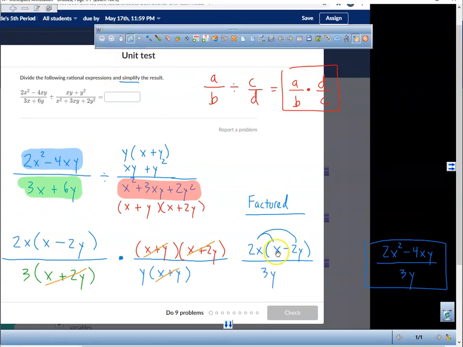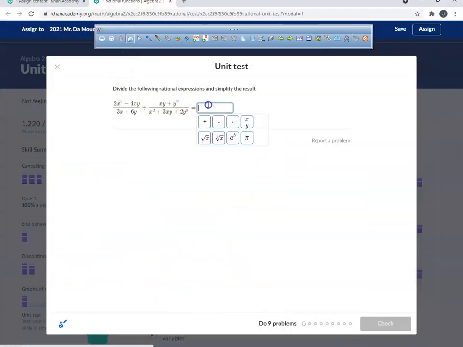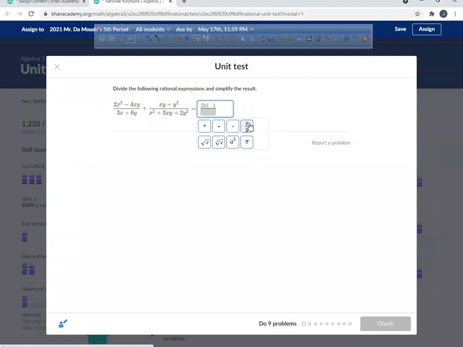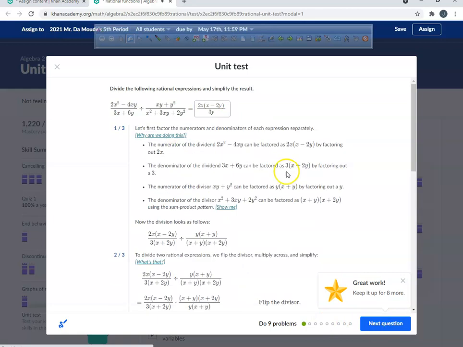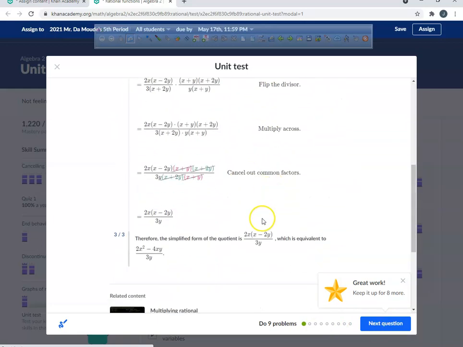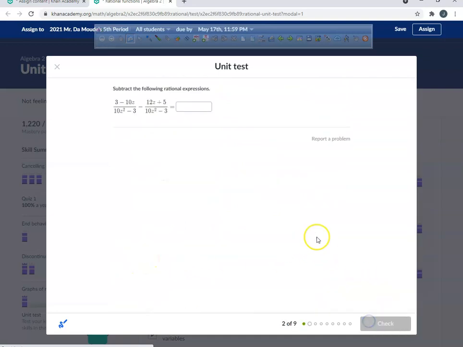2x parentheses x minus 2y all over 3y. Help me out, y'all. Put a little division bar. What was the numerator? 2x parentheses what? X minus 2y all over a 3y. Nailed it. Now I'm going to see step by step, and they probably had an expanded form. Remember there's the expanded. So this right here is factored. There is expanded. So they would have accepted either way.